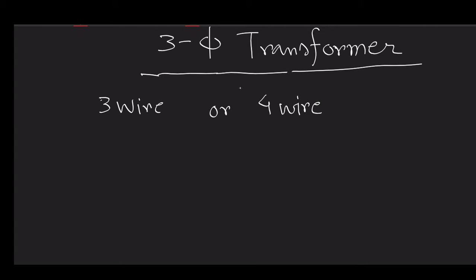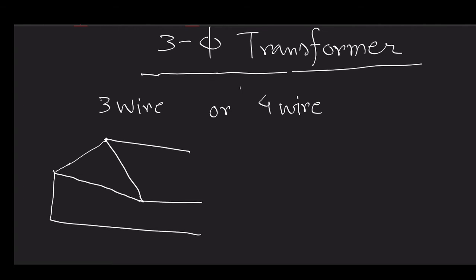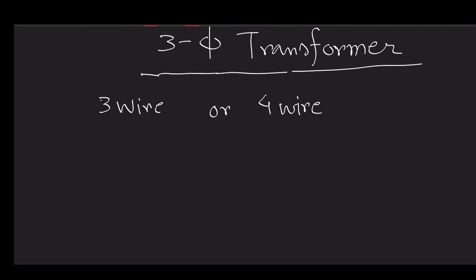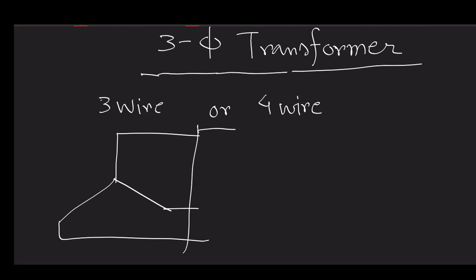If you connect all your windings, or all your phase circuits, in delta, then you will have a three-wire connection. Now, even if you do not connect your phase elements in delta, you connect them in star, like this, and connect a load in this way, then it is also a three-wire connection. But if you connect your neutral with the load, then it is a four-wire connection, because you are connecting with four wires.